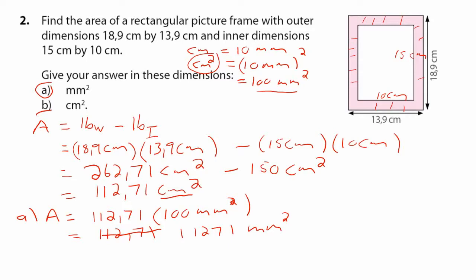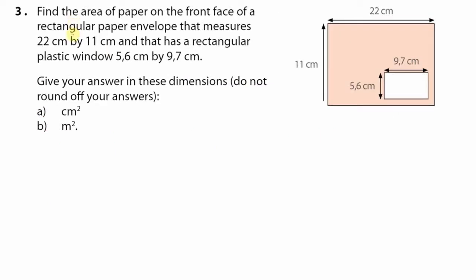So let's move on to the third one. We have to find the area of paper on the front face of a rectangular paper envelope that measures 22 centimeters by 11 centimeters and has a rectangular plastic window of 5,6 by 9,7 centimeters. Give your answer in these dimensions. Do not round off your answers. So we need to keep it accurate.